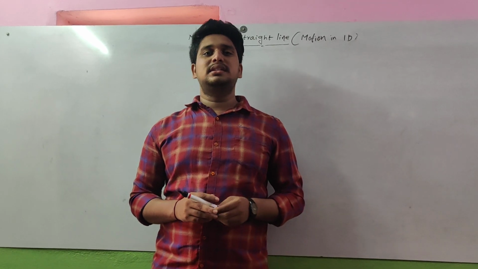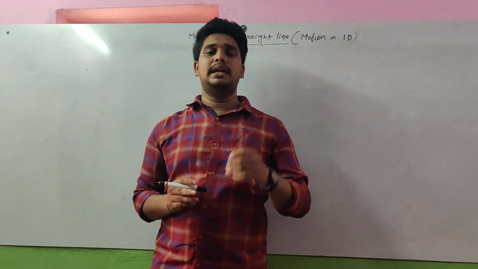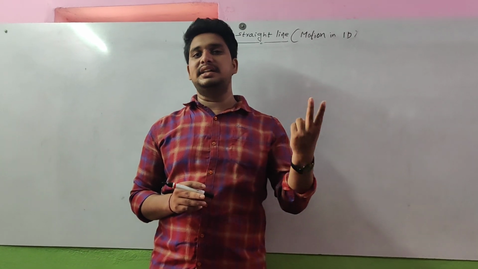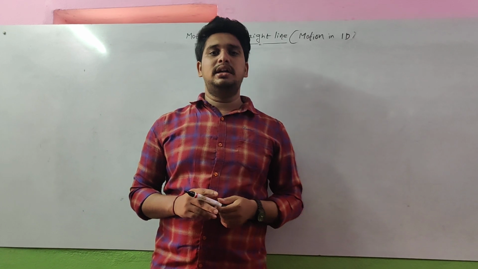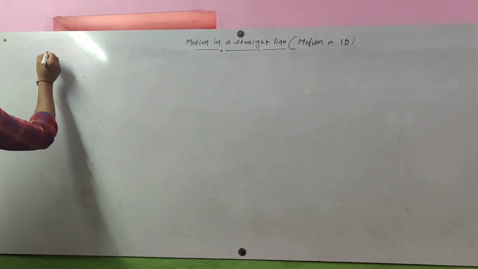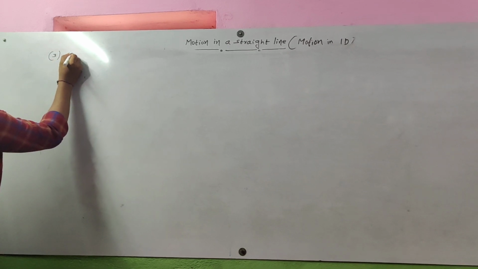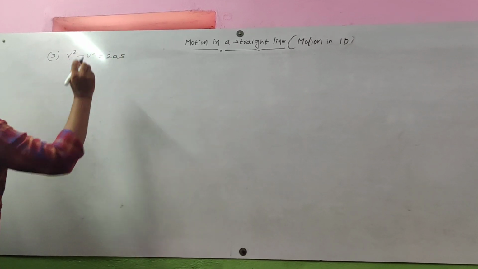Today I am going to discuss the equations of motion. We had four equations. The first and second we discussed in the previous lecture. Now I will discuss the third equation of motion. What is the third equation of motion? The third equation of motion is v square minus u square is equal to 2as.